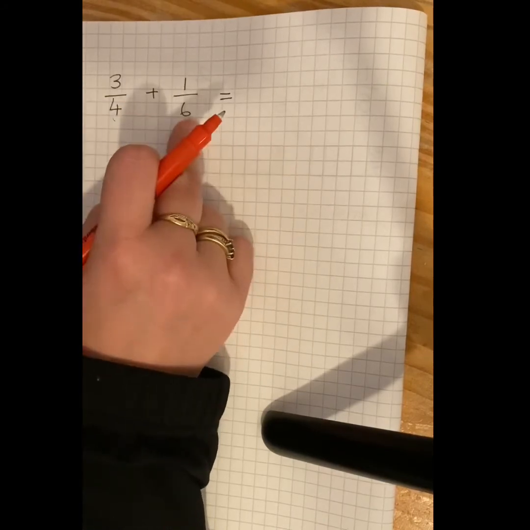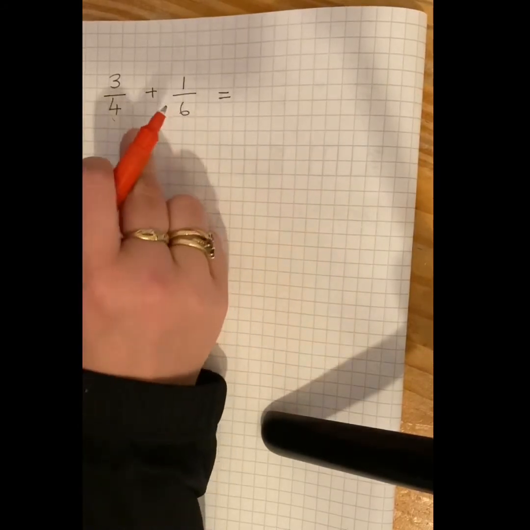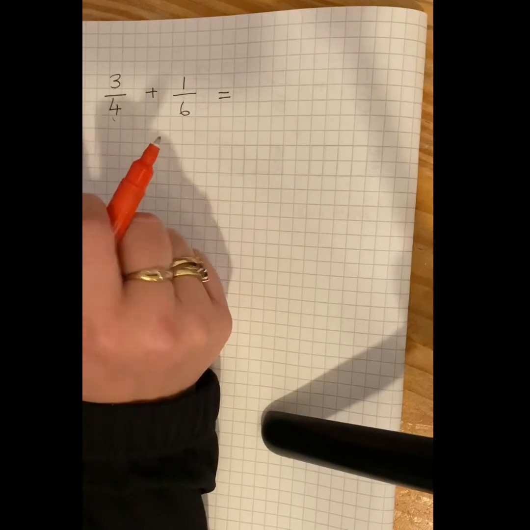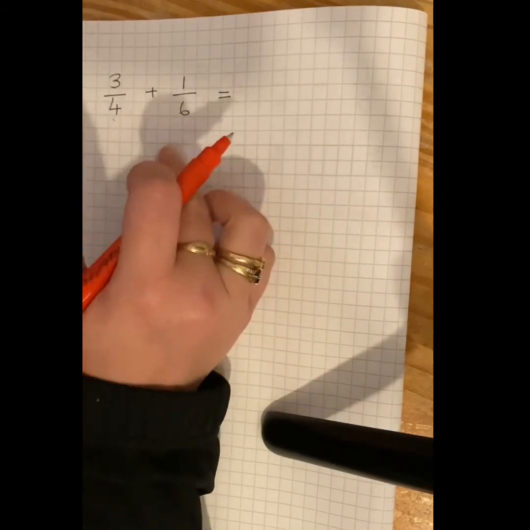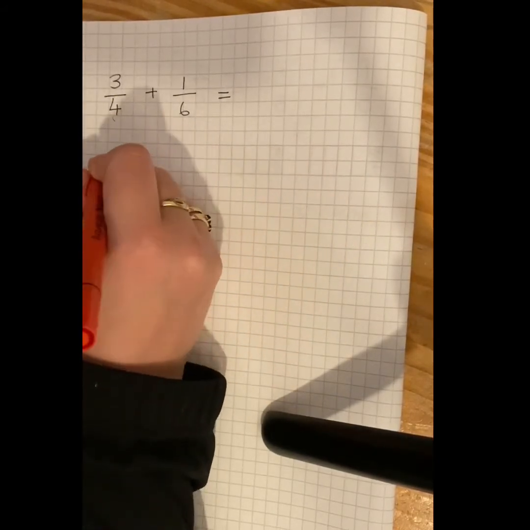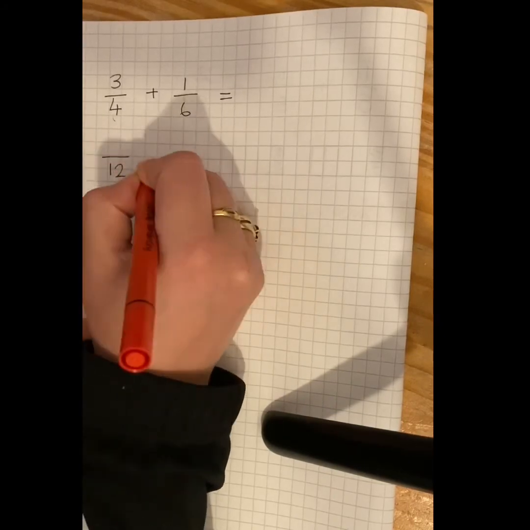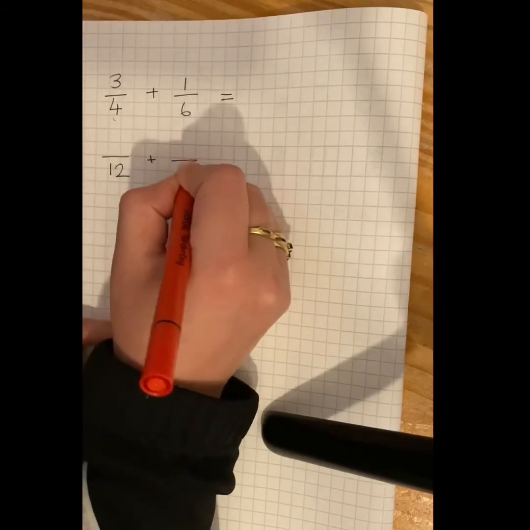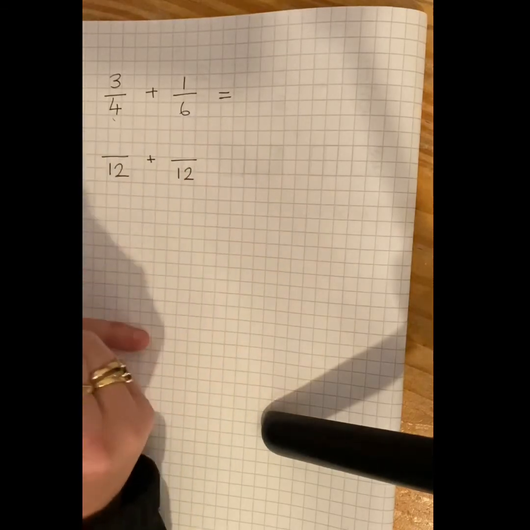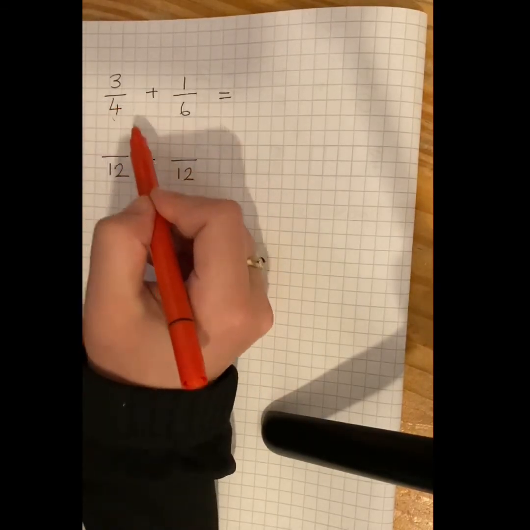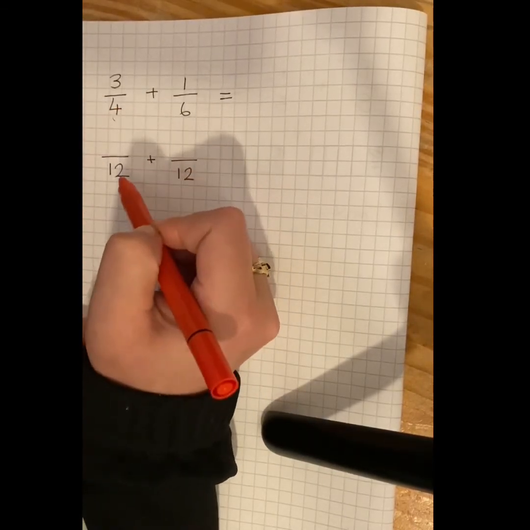Okay, so we could do 4 times 6, that's 24. But is that the lowest number they both go into? I think it's 12. Both go into 12. 12 is in both the 4 and the 6 times table. So how did we get from 4 to 12? So we multiply by 3.